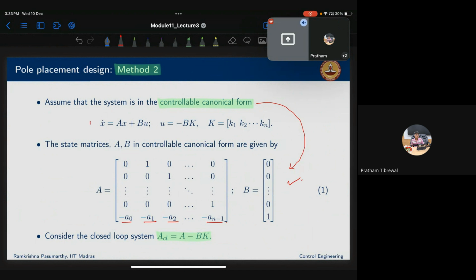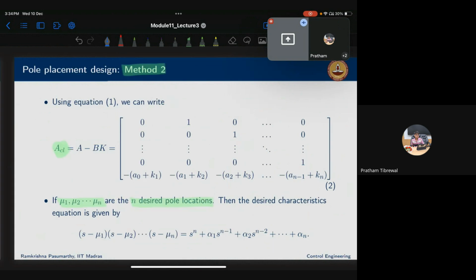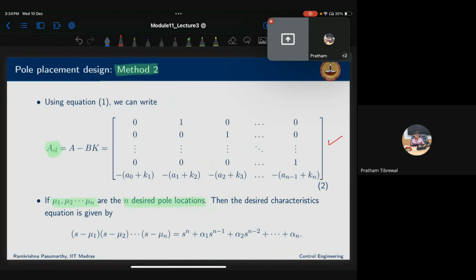Okay, so as usual, we have the state model, control law, and K matrix. Now what we do is substitute this A matrix and K matrix into this equation along with this U. So you will get A_CL is equal to A minus BK. If you see this A minus BK term, it looks like this: A matrix, B matrix, and K matrix. Now you have these terms.